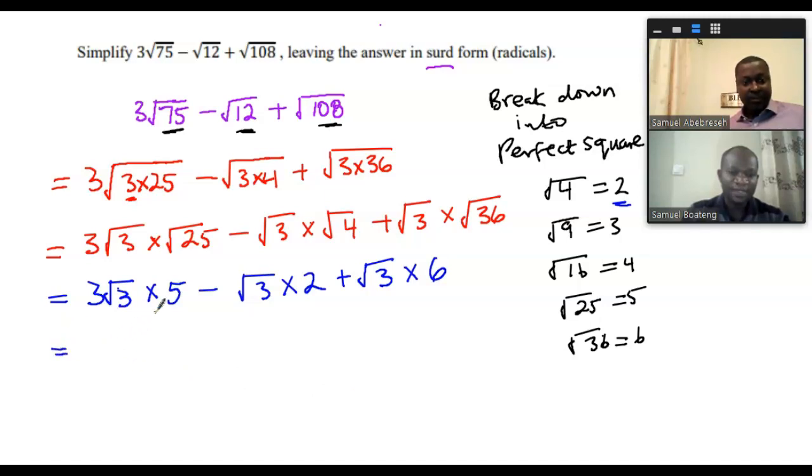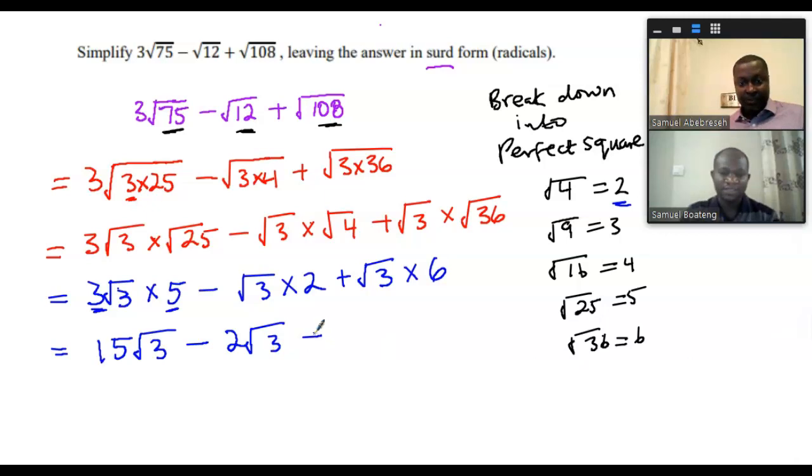So you multiply 3 and then 5. 3 times 5, you get 15. Minus, we have 2 root 3 plus 6 root 3.